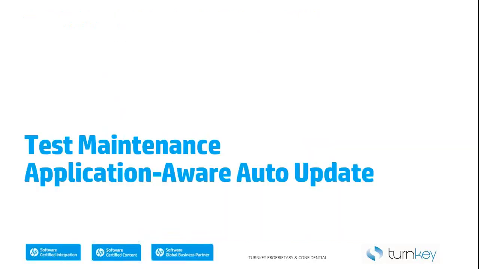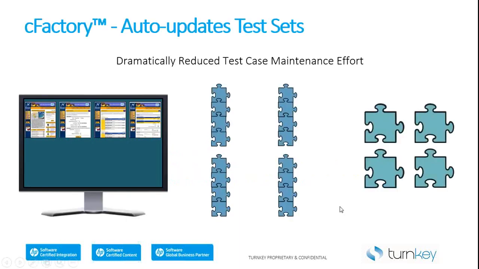Okay, so we talked about test component creation. We've talked about test case creation. We've talked about our data-driven architecture and how that might be used. Now let's tackle the big problem. Let's talk about test maintenance, which we've said is kind of the biggest issue that we all face as QA professionals. We provide an application-aware auto-update capability with cFactory, and this is really powerful. I think people get excited about that.